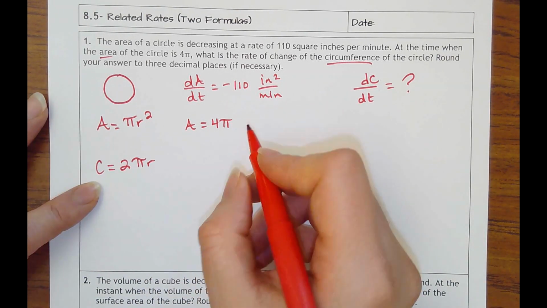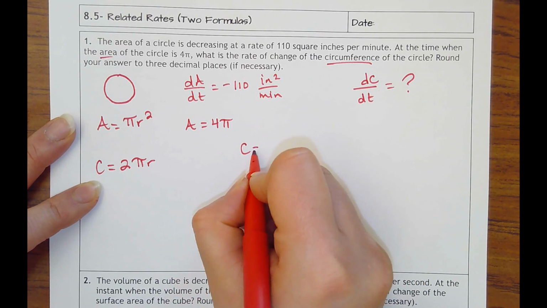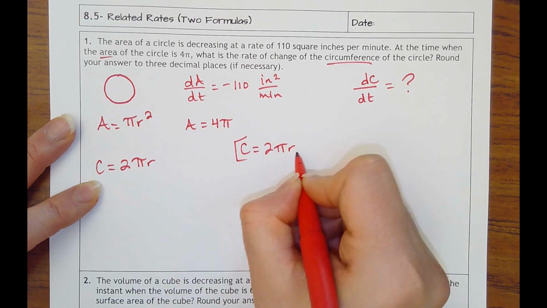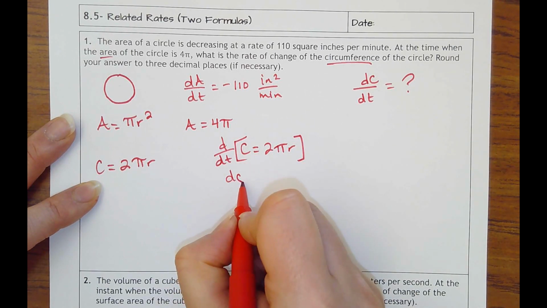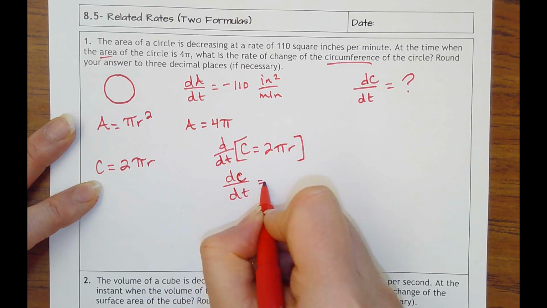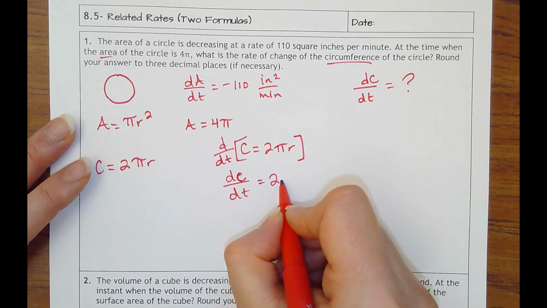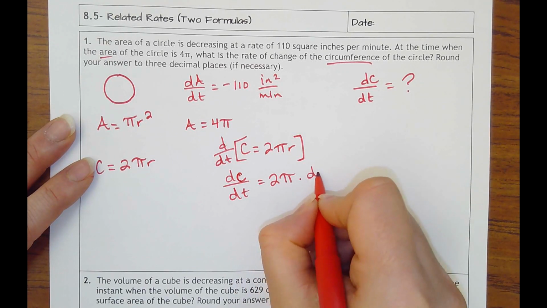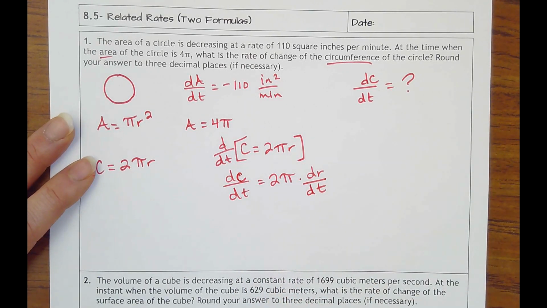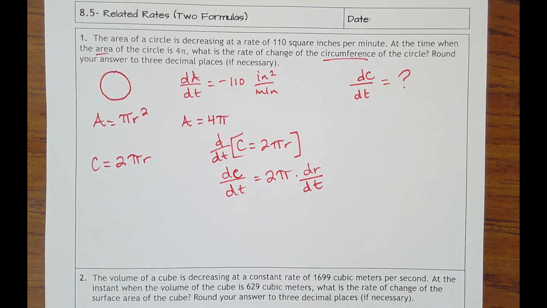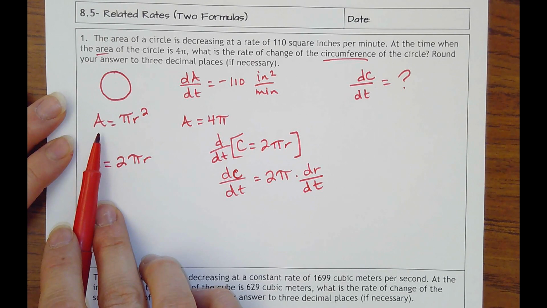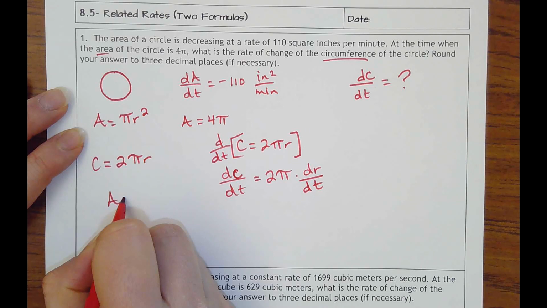So let's actually take the derivative of the circumference. So I get dC/dt. That would be a constant, so that would be 2 pi times dr/dt. This is what I'm finding. The only thing I need is the radius changing with time, but I don't have that. And so I'm going to have to use the area formula to get it. And so to do that, I'm going to differentiate area.